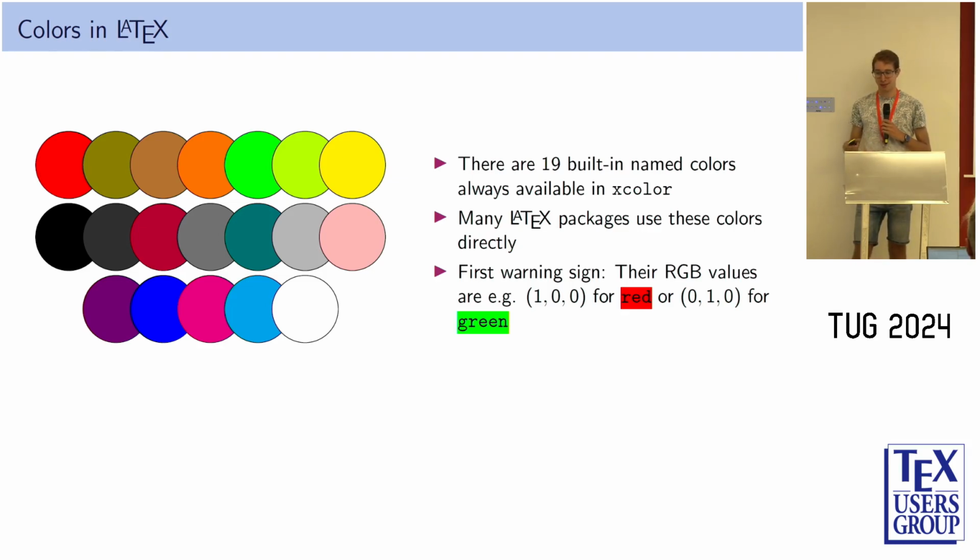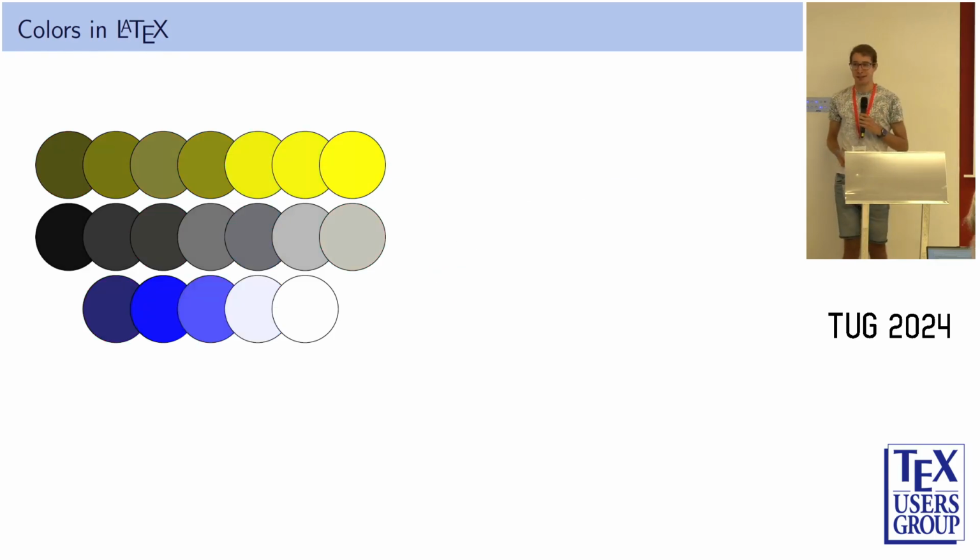And if we now look at the definition of these colors, we already come across the first warning sign. The RGB value for red, for example, is just 1 0 0. For green, it's 0 1 0. So we can already see these colors are tuned to be easy to define, not to be easy to distinguish. Because if we now, again, turn on our color blindness simulator, these colors get collapsed into basically 3 categories.